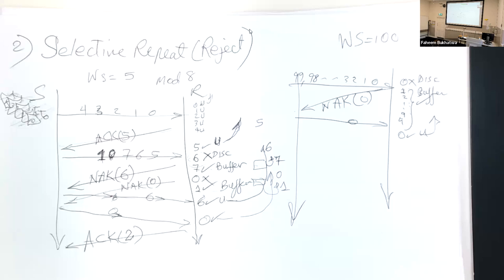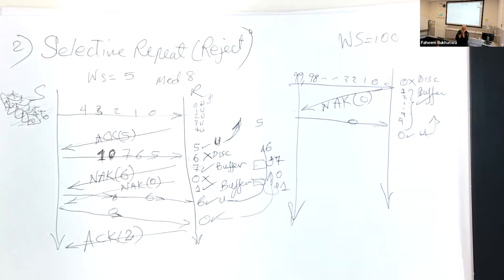Copy of the frame. Copy of all the frames. How many? The same as the window size. So the sender always, if you're asked to compare the memory requirements between the sender and the receiver, say in the selective reject, the sender will need as many as the window size, the agreed window size.